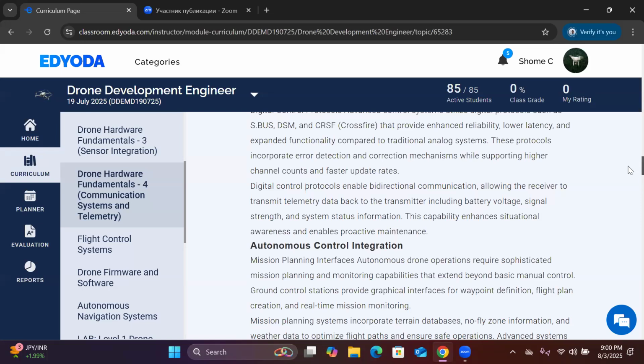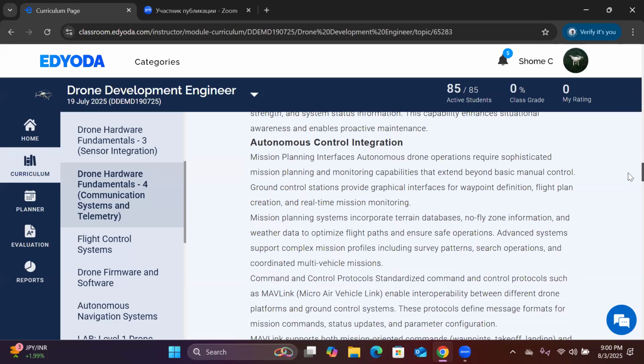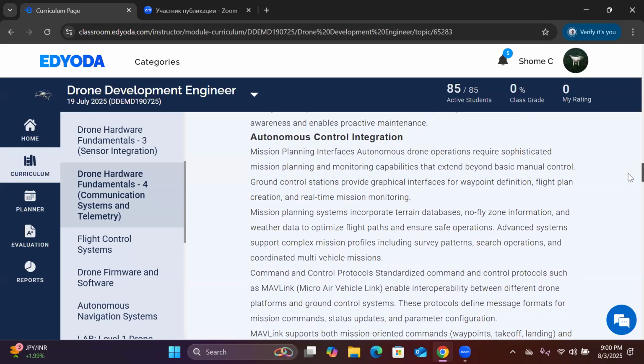Next is the autonomous flight control integration. This is basically the mission planning interfaces, how you are doing sophisticated mission planning and how you are monitoring, capabilities that extend beyond basic manual control. The ground control station provides waypoint definition, flight plan creation, and real-time mission monitoring. All these things come under the autonomous control integration.